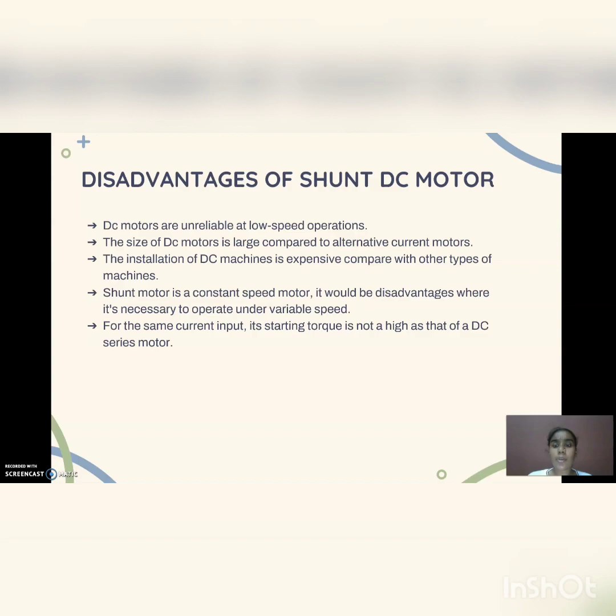The motor is also a constant speed motor, which is a disadvantage where it is necessary to operate under variable speed. It also has the same current input, and its starting torque is not as high as the DC series motor.